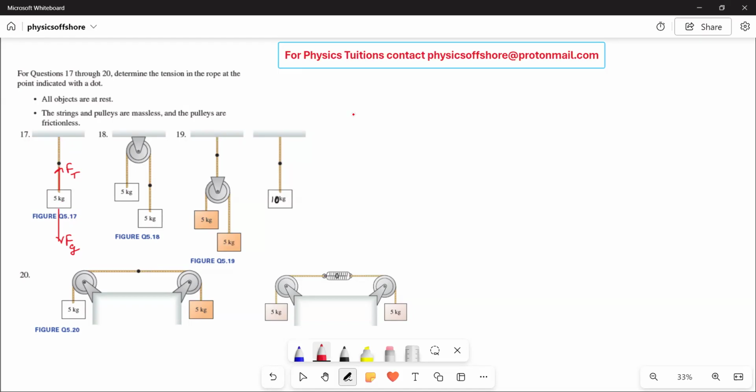Therefore, Ft is equal to Fg. And we know Fg is equal to mg. Wherever we write Fg, that is equal to mg, and g is equal to 9.8 meters per second squared or Newton per kilogram. Here the mass is 5 kilograms. So 5 into 9.8 gives 49 newtons, which is the answer for question number 17. This is the textbook question.